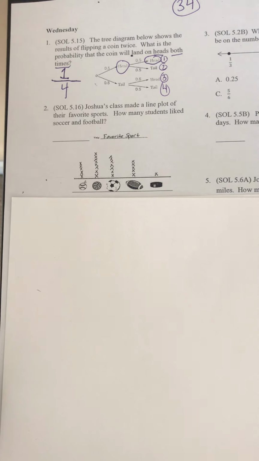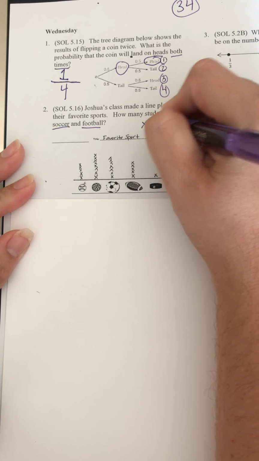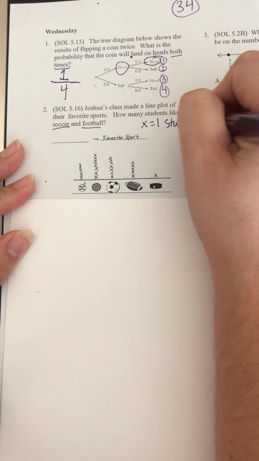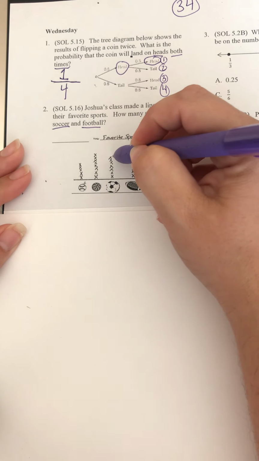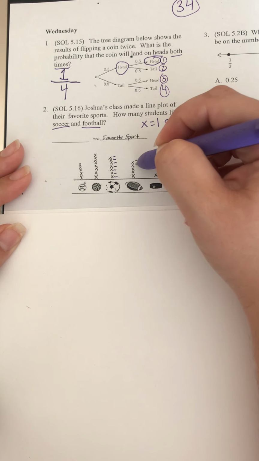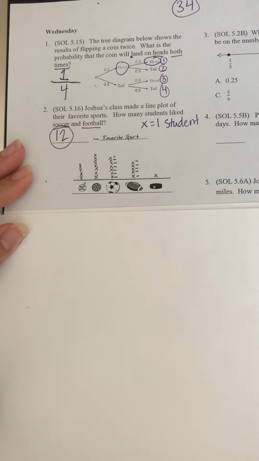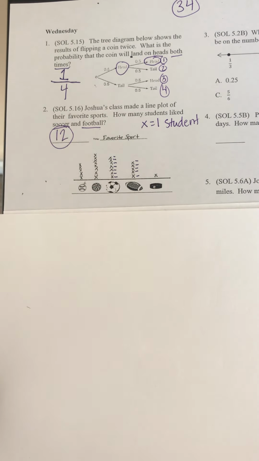All right, number 2, Joshua's class made a line plot of their favorite sports. How many students liked soccer and football? So we are going to add soccer and football, and I'm assuming that X equals 1 student. I don't see a key. Okay, so 1, 2, 3, 4, 5, 6, 7, 8, 9, 10, 11, 12. Looks like there are 12 students who like soccer and football.